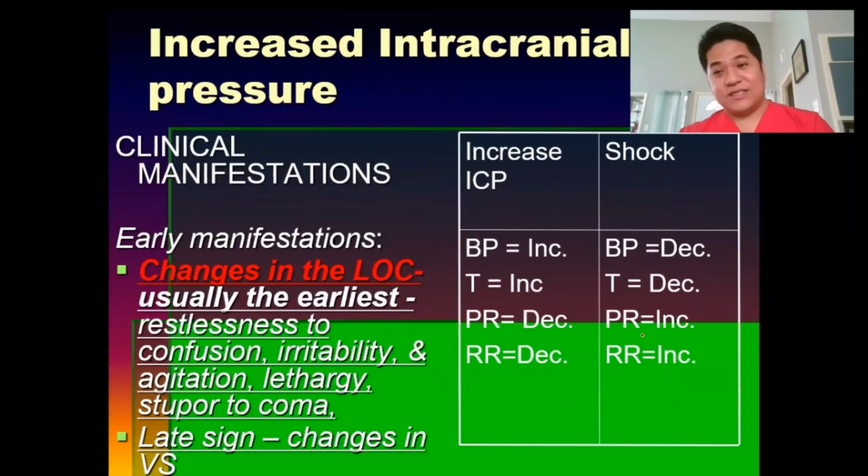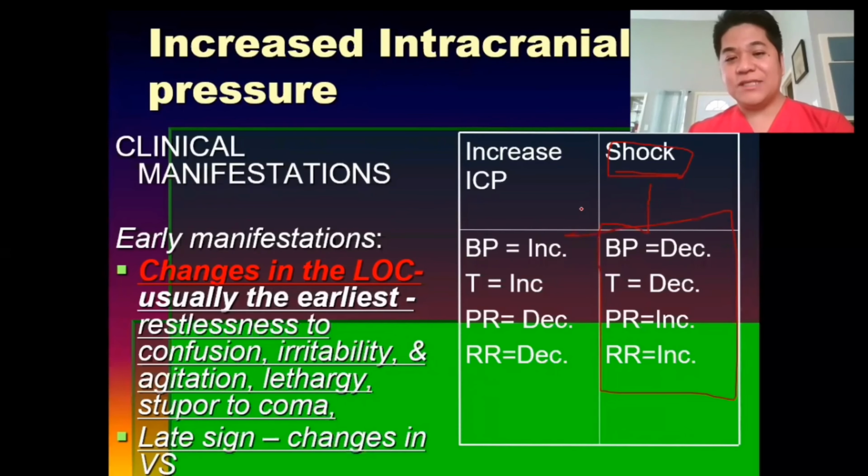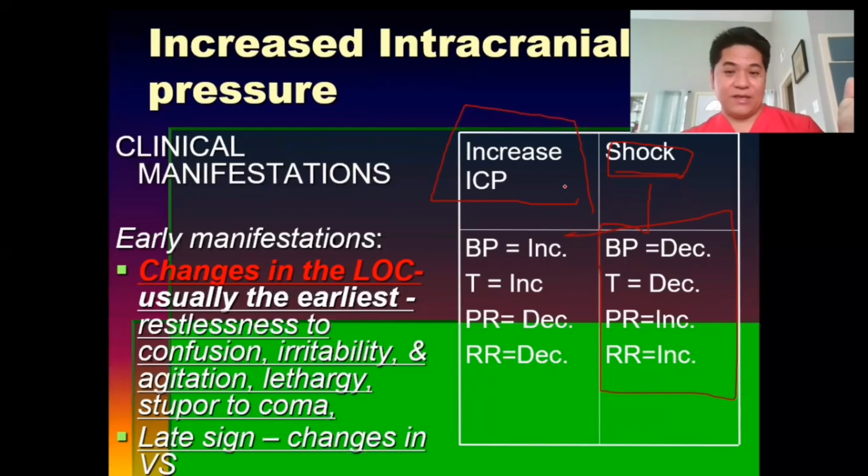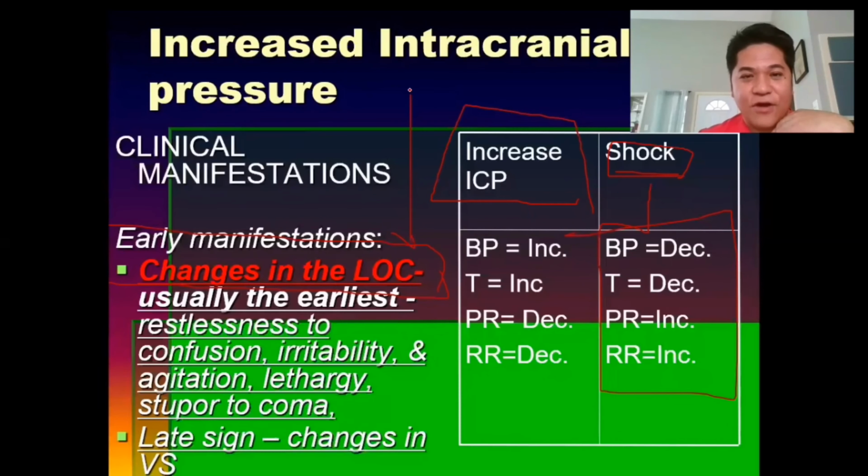Next, it's the opposite with shock. Okay, if we're going to compare the vital signs of intracranial pressure to shock, this one is hypo-tachy-tachy. Remember, hypotension, tachypnea, and tachycardia will happen in shock. That's a normal response when you have that. But opposite to that, with increasing intracranial pressure, is hyper-brady-brady: hypertension, bradycardia, and bradypnea. Don't forget that. However, the clinical manifestation or the first symptom that we will observe in the client with increased intracranial pressure is changes in the level of consciousness. Remember this, guys, okay? Always and forever.